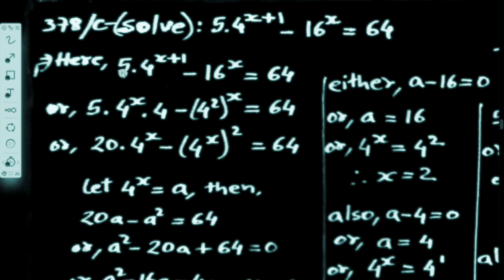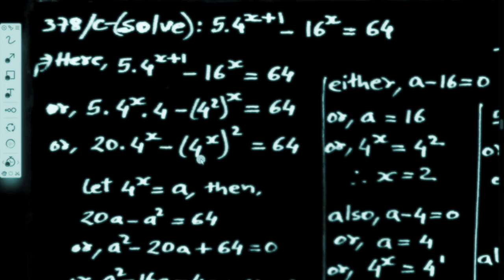Now let's see. 5 into 4 power x plus 1, as given in the equation, minus 16 power x, equals 64. Or 5 into 4 power x into 4, where the power should be separated, meaning multiplication should be placed. 5 into 4 power x, and the next one into 4. Minus 16 means 4 square power x equals 64. Here 5 into 4 is 20, so 20 into 4 power x minus 4 power x whole square equals 64.